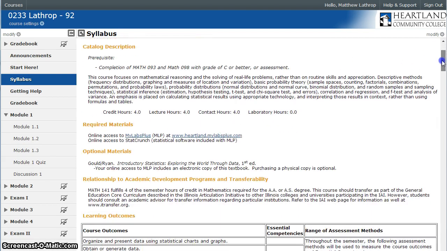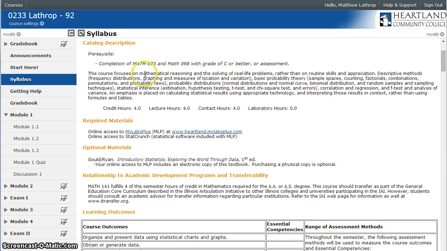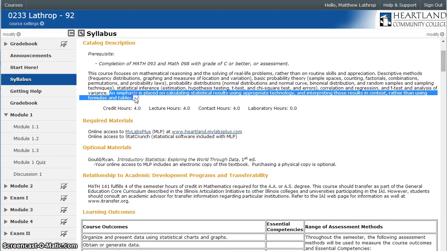This course is Introduction to Statistics, focuses on mathematical reasoning, the solving of real-life problems. That's going to explain some of the different specific topics we're going to be looking at this semester. But I'm going to skip ahead and talk about this last sentence. So throughout this course, an emphasis is going to be placed on calculating statistical results using appropriate technology. So we're not going to be actually calculating anything by hand in this course.